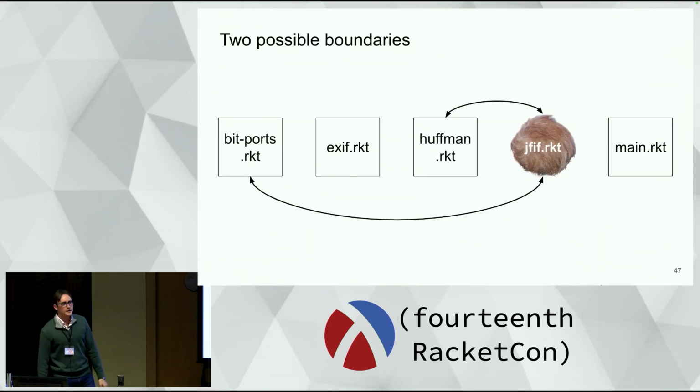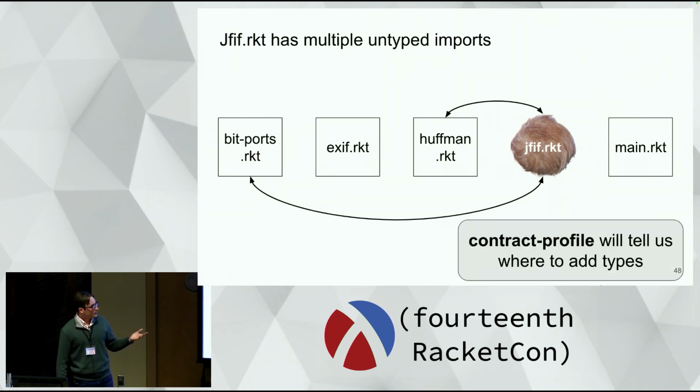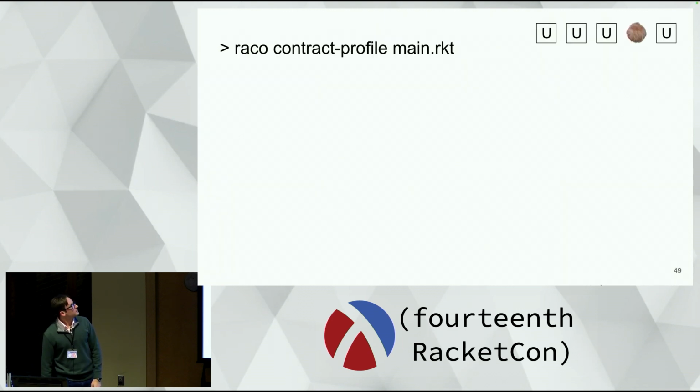There's a problem though, and that's that there are 2 possible candidates in this case for boundaries. So in this code, JFIF imports from 2 other modules, Huffman and bitports. So we need to make a decision about what to do next. This is where the contract profiler comes in. It'll tell us where to add types.